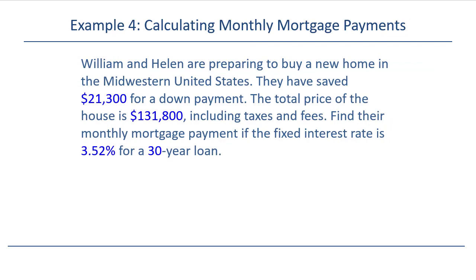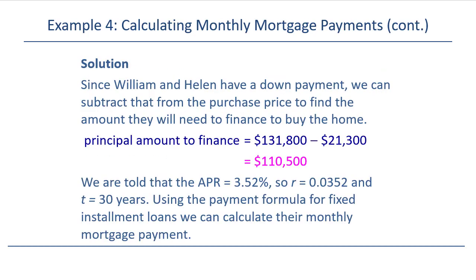How about calculating monthly mortgage payments? So William and Helen are preparing to buy a new home in the Midwestern United States. They've saved $21,300 for a down payment. The total price of the house is $131,800, including taxes and fees. So again, you can think of that as the out-the-door price, right? Find their monthly mortgage payment if the fixed interest rate is 3.52% for a 30-year loan.